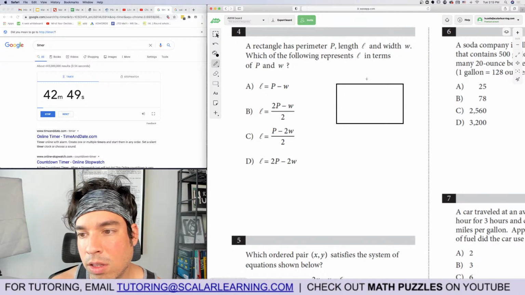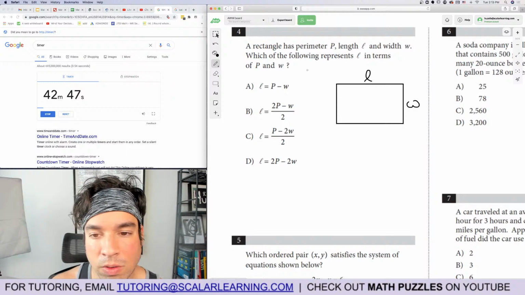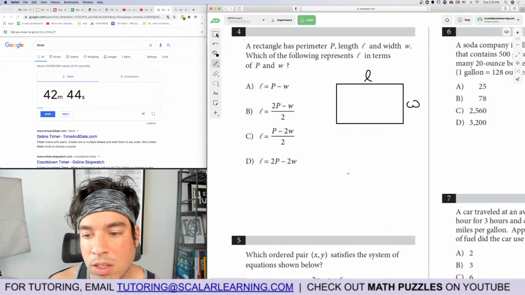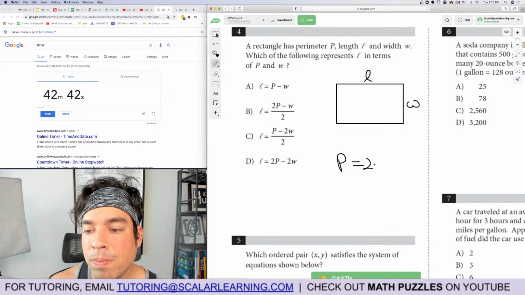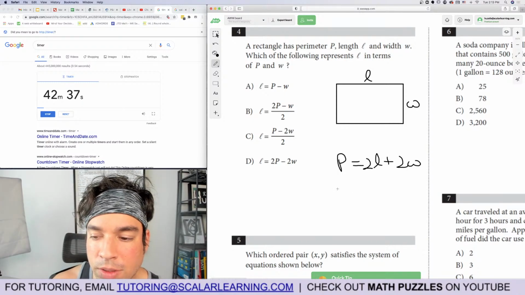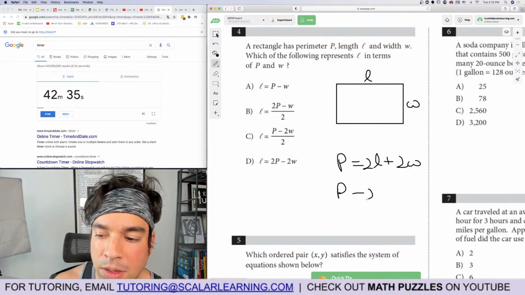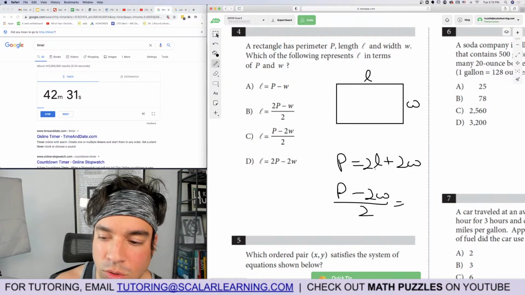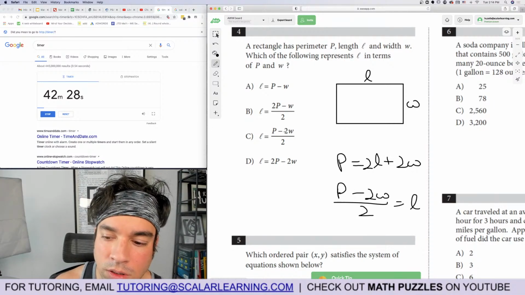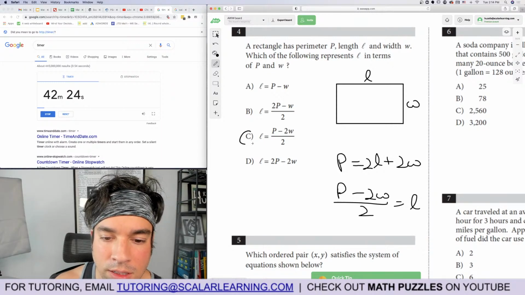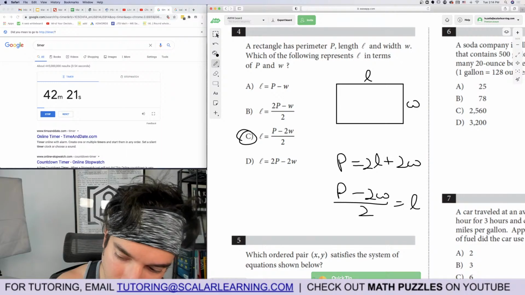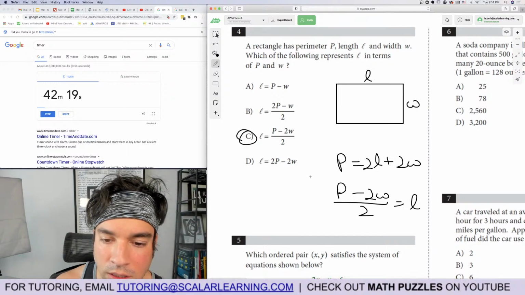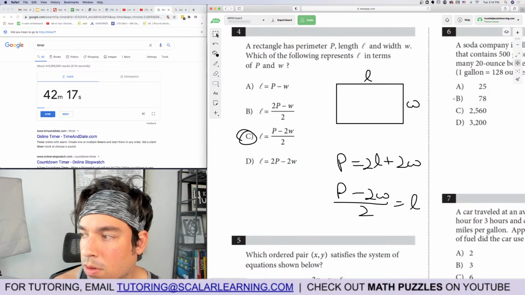A rectangle has perimeter P, length L, and width W. Which of the following represents L in terms of P and W? So we know that P equals 2L plus 2W. We're trying to isolate L. This is an isolating quantities question. So it would be P minus 2W divided by 2, right? Because that would be subtracting 2W and then dividing by 2. So P minus 2W divided by 2. Let me just think about it for a second. 2L, yeah. All right, we're good to go.